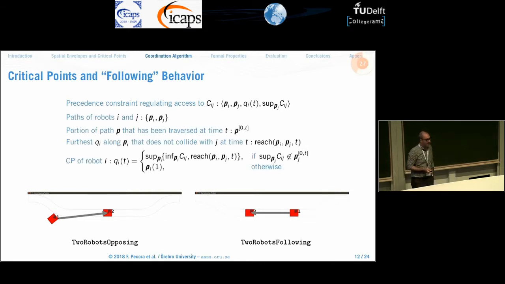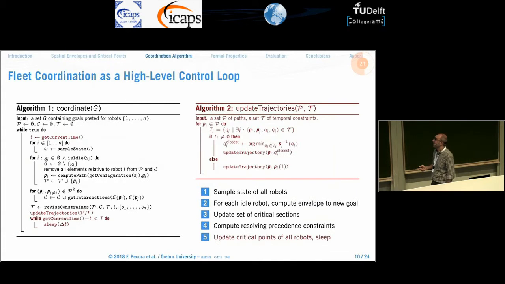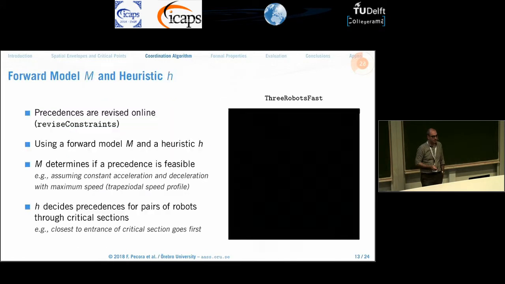In the paper there are details, but you could probably imagine that it's quite simple to compute. There's not much computational overhead in finding the point up to which within a critical section a robot can proceed before it collides with the robot that is preceding it. And therefore, this constraint now becomes something that imposes an ordering, but also a critical point that is a function of time and can be updated. Again, why can we update it? We can update it because this is a control loop, because we sample the state of robots at every period.